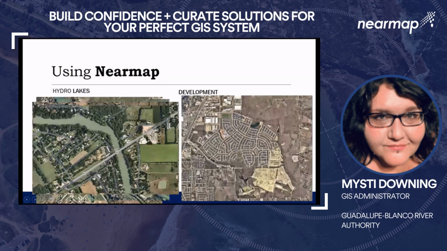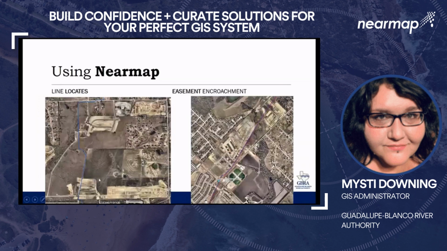So Nearmap has been very valuable for us in all of our wastewater work, but particularly in dealing with this subdivision in this area of the watershed. This is the 35 corridor right here, so rapidly populating. It's used a lot in line locates, so that saves our operators a lot of time.